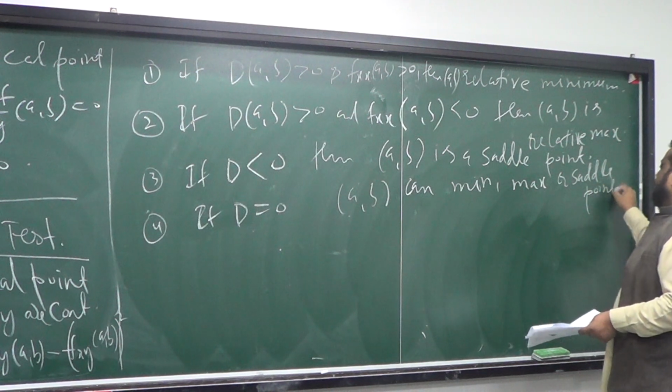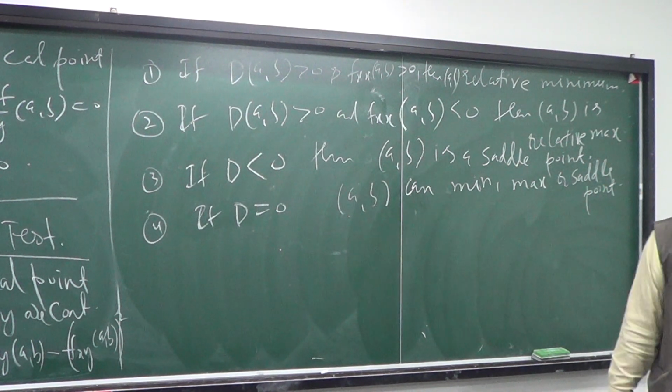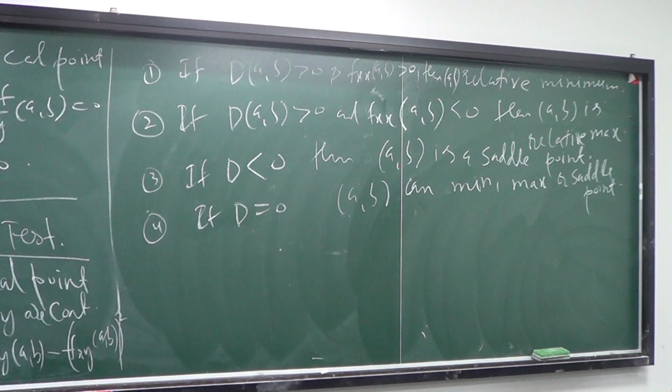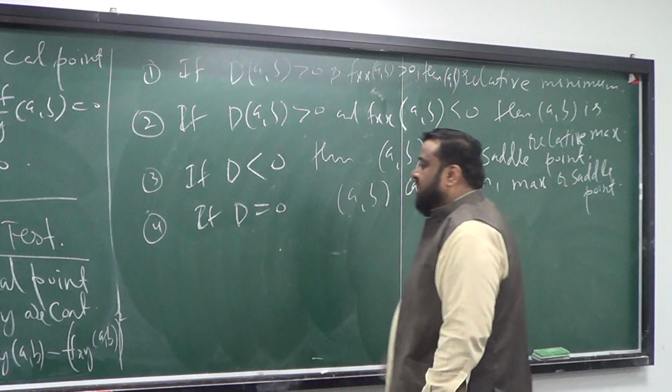Sir, is there any other necessary condition with D equal to 0 to decide whether it is a minimum, maximum or saddle point? If D equal to 0, precisely we cannot judge that. Then you have to use some other sources to find it, and there are other sources to find the maximum.